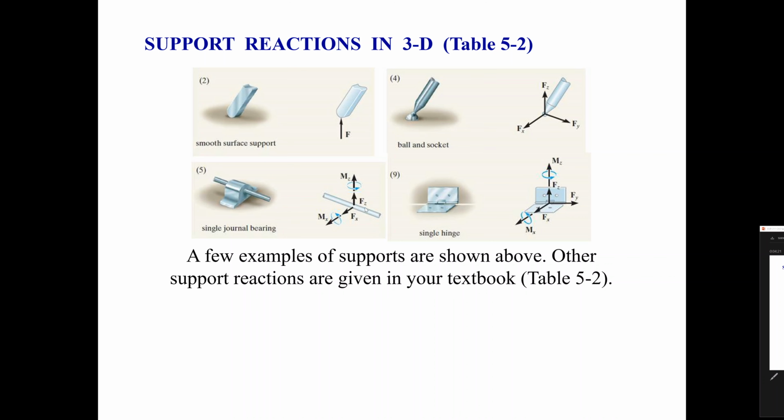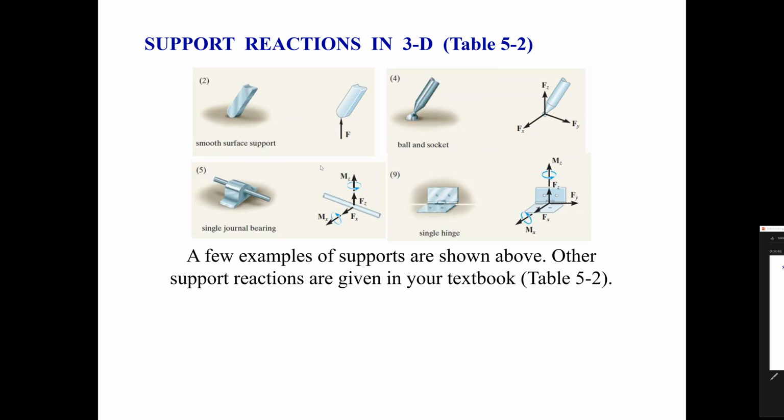Or actually, yeah. So it would allow rotation about this axis, plus it could slide in and out. Okay, so you have four reactions. Now if you're looking at a single hinge, what you have here is that it allows rotation about the y-axis, but there are reactions in all three directions to stop it from moving.